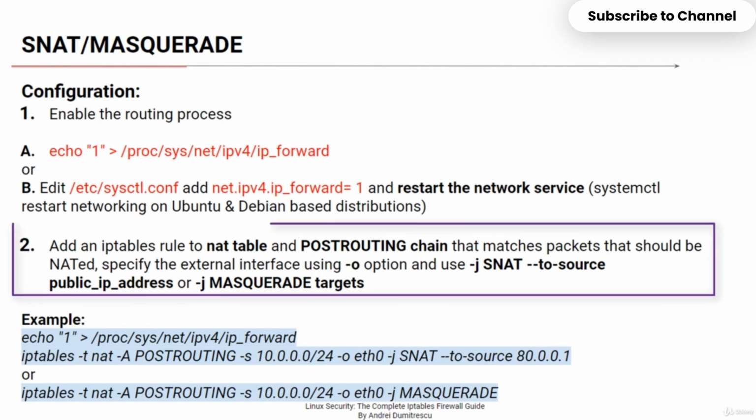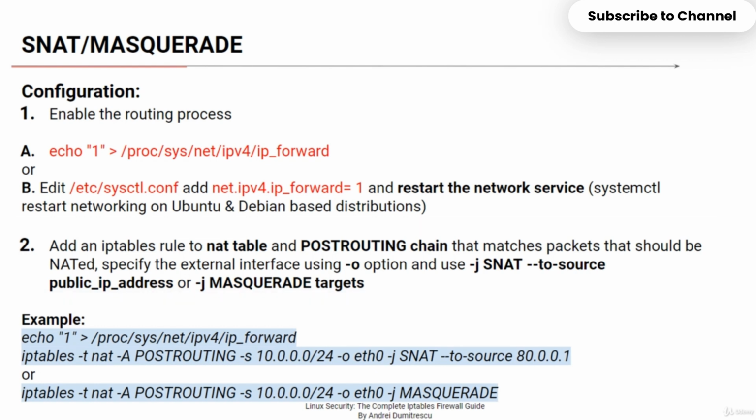Add an iptables rule to the NAT table and post-routing chain that matches packets that should be NATed. Specify the external interface using the -o option and use -j SNAT --to-source and the public IP address of the router's interface, or -j MASQUERADE as target. Let's look at an example.